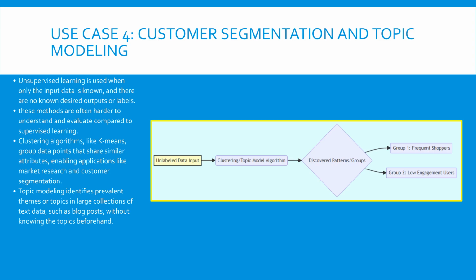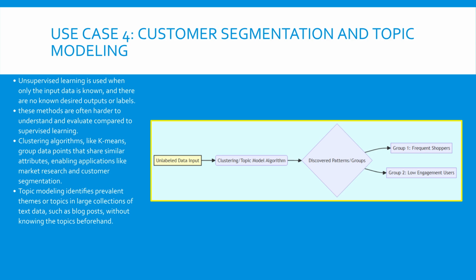Now we move to unsupervised learning. Here, the algorithm receives only input data, without any predefined outputs or labels. While very useful, unsupervised methods are generally harder to evaluate and interpret. A key use case is clustering, where the goal is to group data points based on similarities. For a business, this could mean segmenting customers to understand their purchasing behavior and target promotions.